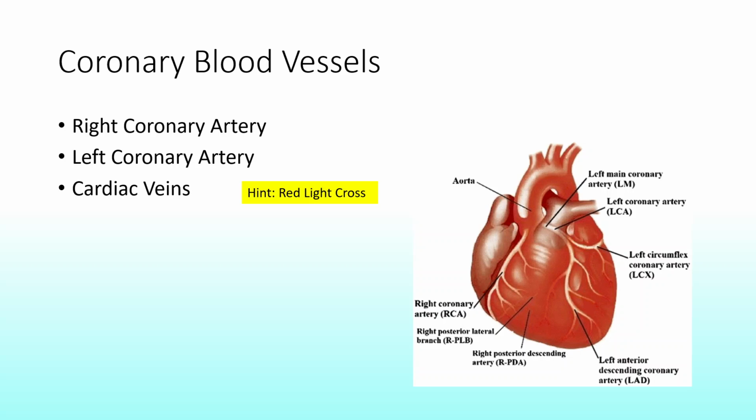So, coronary blood vessels. We have the right and left coronary arteries, and then the cardiac veins. A hint is "right, red light cross." So, another mnemonic.